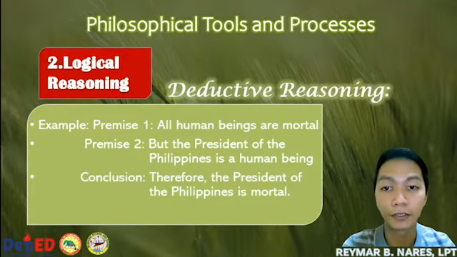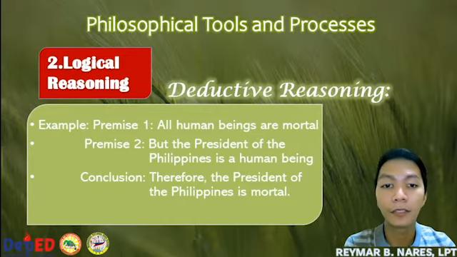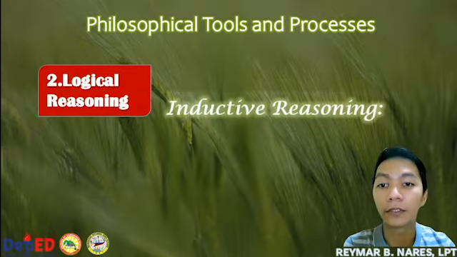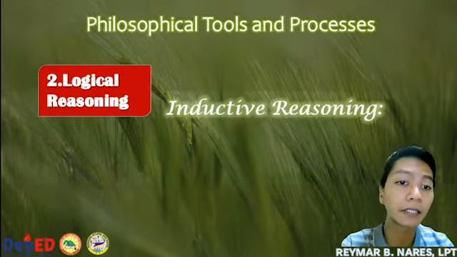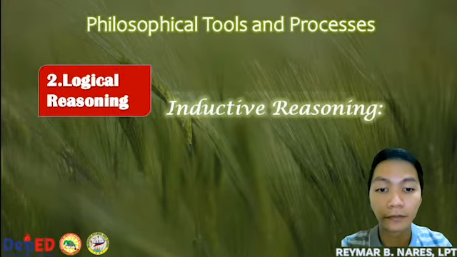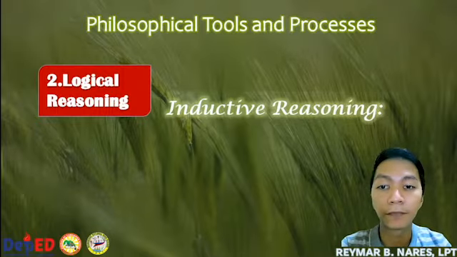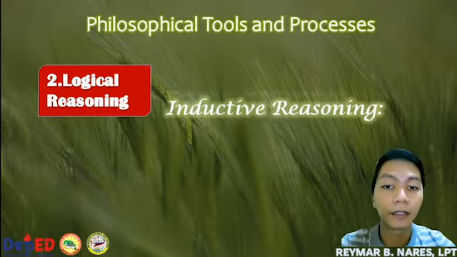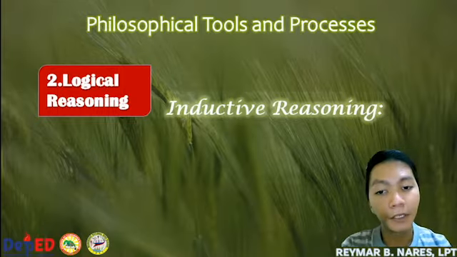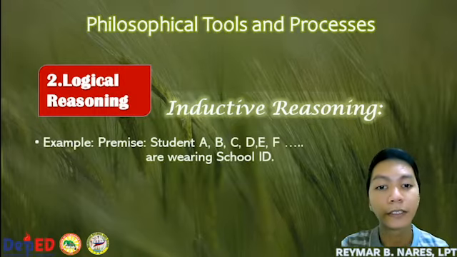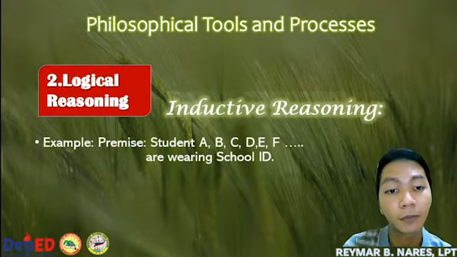So, deductive reasoning. In contrast, we have inductive reasoning. So, ano naman yung inductive reasoning? Alright? So, baliktad naman nun. So, inductive reasoning begins with a particular to universal argument. So, from specific to general. So, bigyan tayo ng example. Okay? So, premise. Ito yung premise natin.